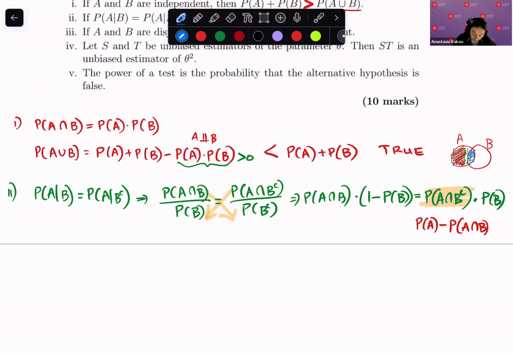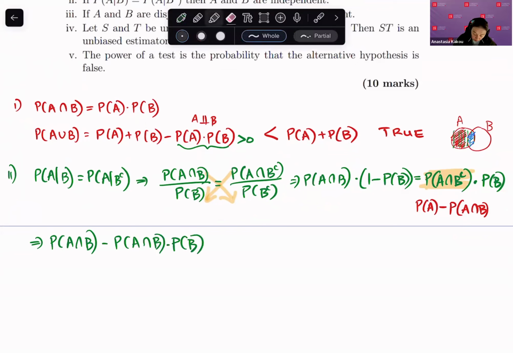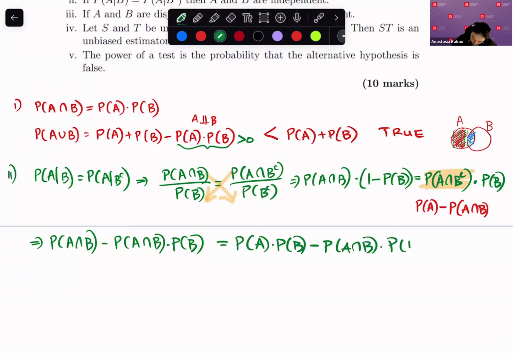Okay, so by making that substitution, we end up with probability of A minus probability of A intersection B, times probability of B. I'm just expanding, working through this term. And then this is equal to probability of A times probability of B minus probability of A intersection B times probability of B.